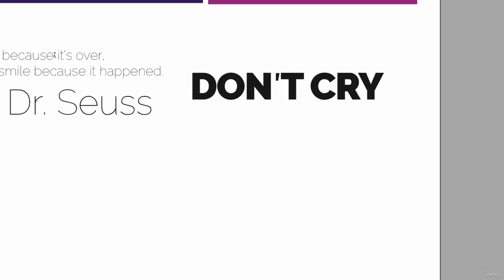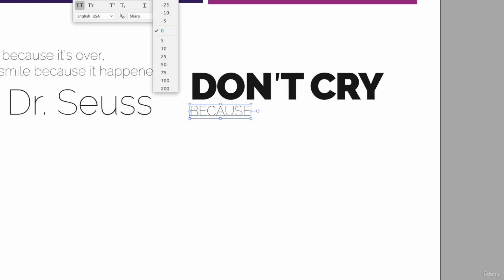So now I'm going to grab the because word and create a separate line for that. And we're going to continue to create separate lines until the entire phrase is created. And the reason I do that is because I am going to shake it up with bold and light and italics. And I want to have all this as separate text boxes so I can have greater control over that.